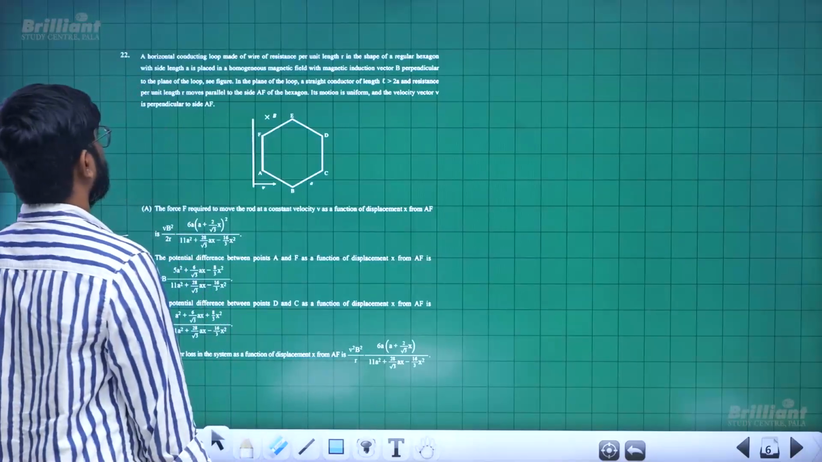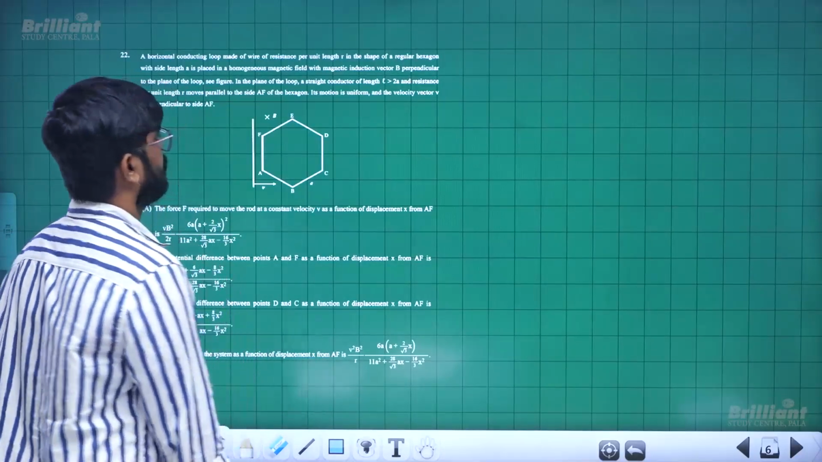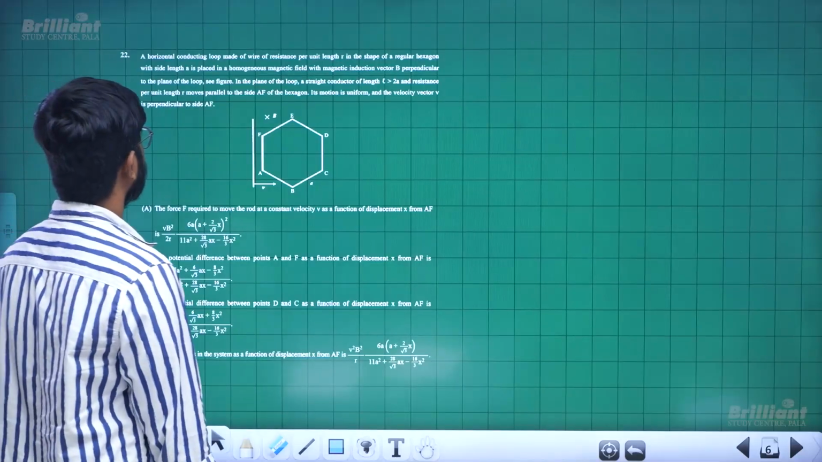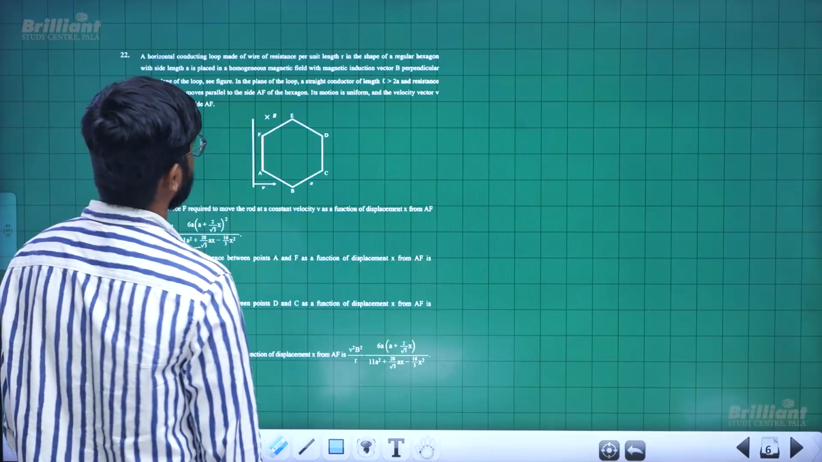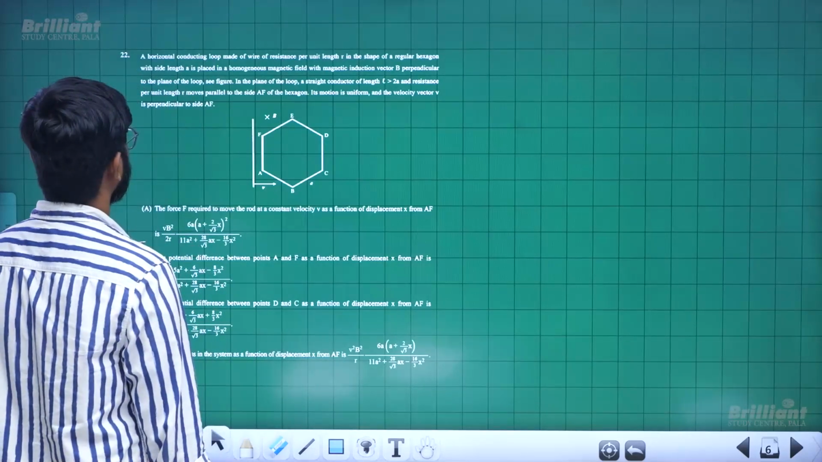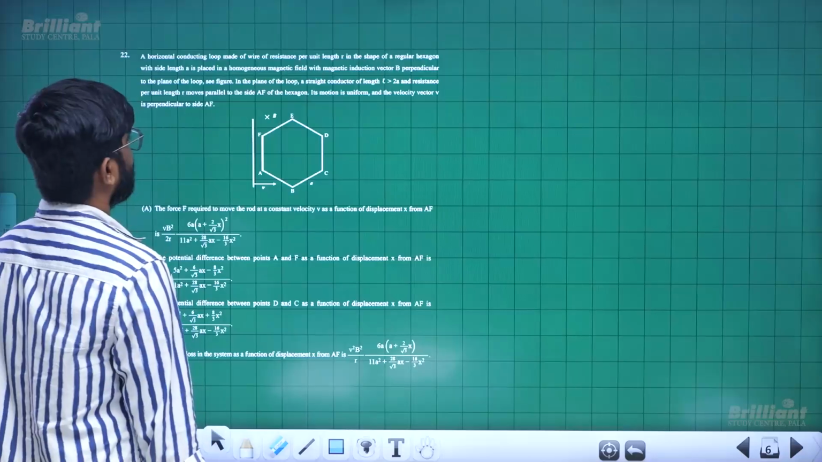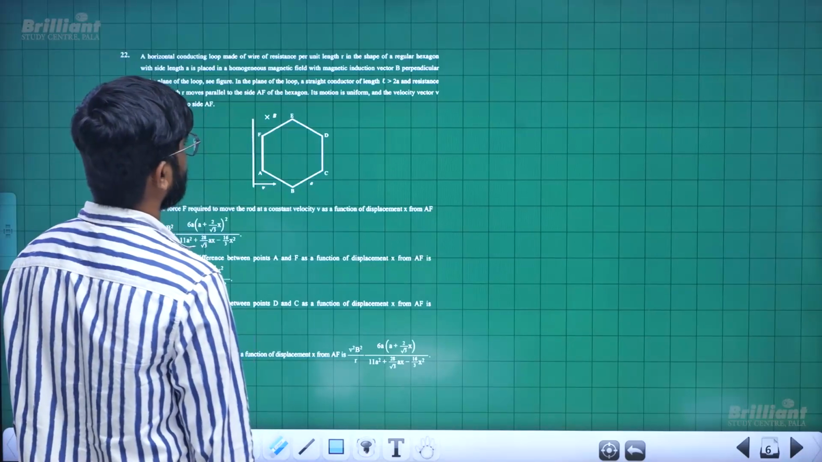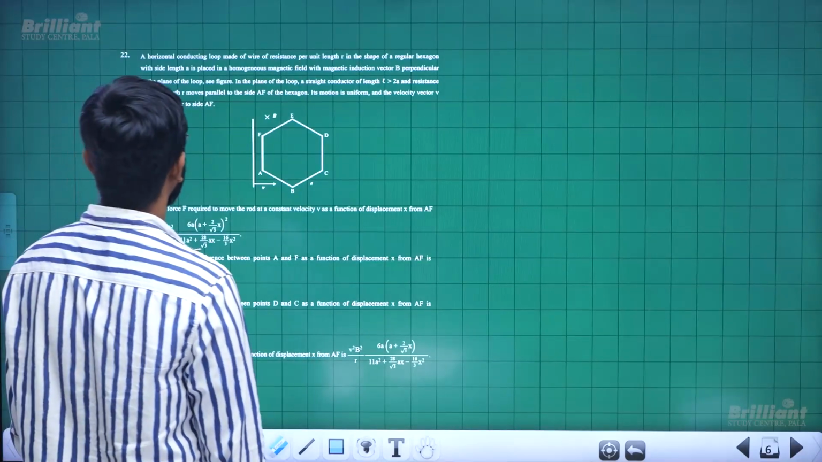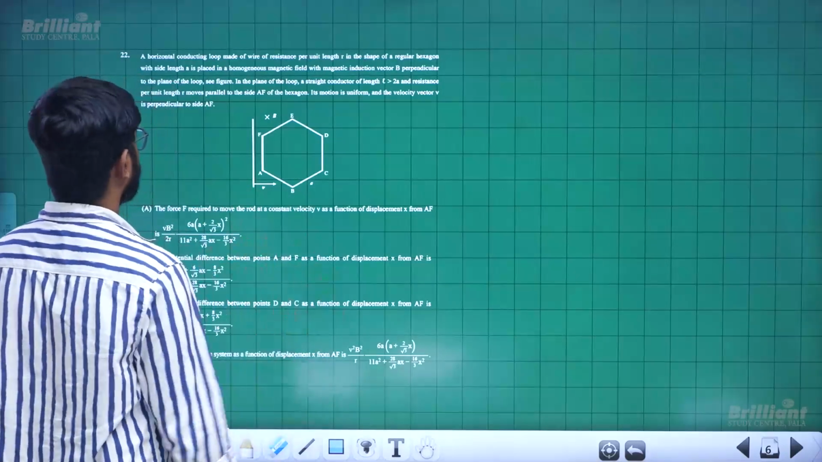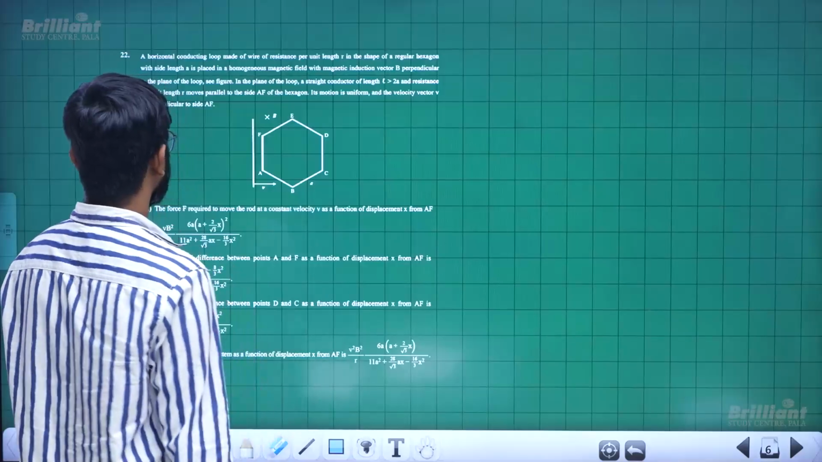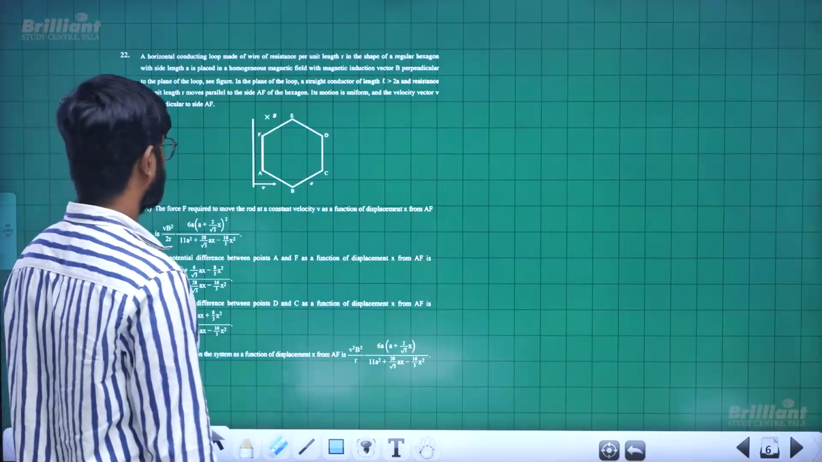A horizontal conducting loop made of wire of resistance per unit length R in the shape of a regular hexagon with side length A, placed in a homogeneous magnetic field with magnetic induction vector B perpendicular to the plane of the loop. In the plane of the loop, a straight conductor of length L greater than 2A and resistance per unit length R moves parallel to side AF of the hexagon. If the motion is uniform and the velocity is V, then they were asking a couple of options.